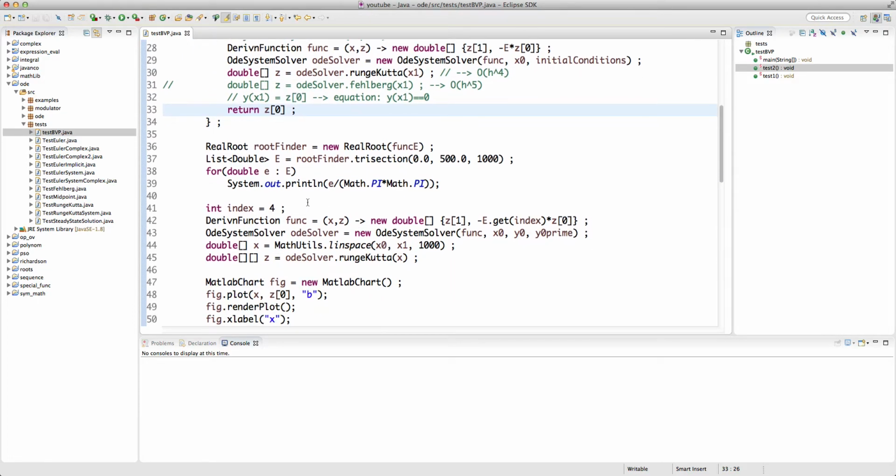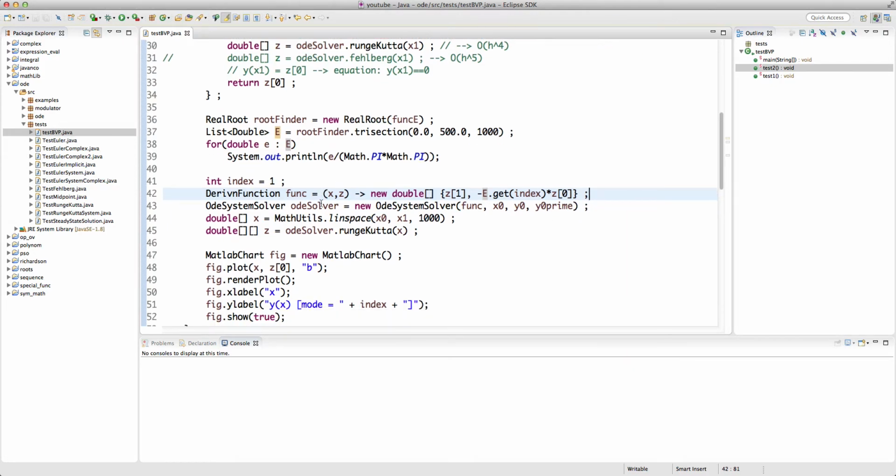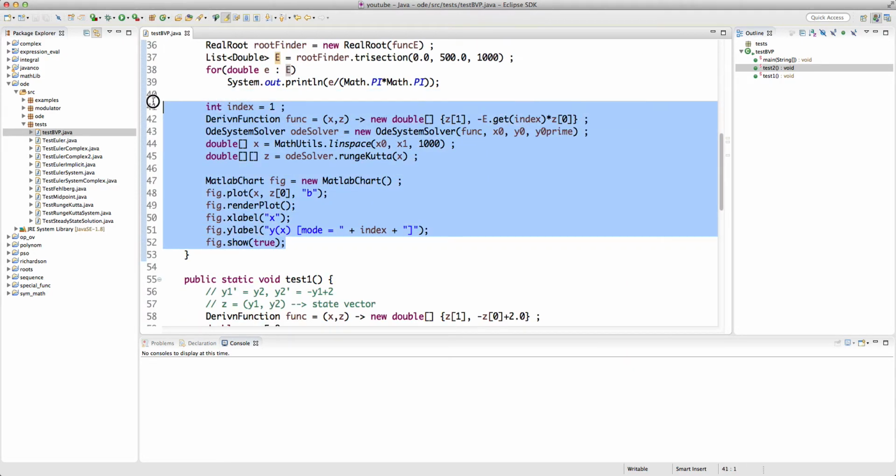And then after that, if we find multiple solutions, we can solve the system of ODEs for any one of these solutions, the energy values, and that will give us a different wave function, right? So after, let me just comment this out first.